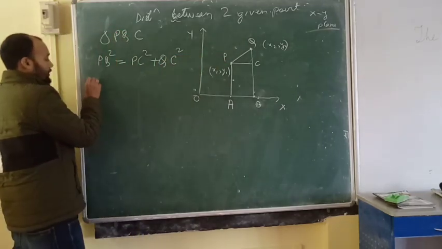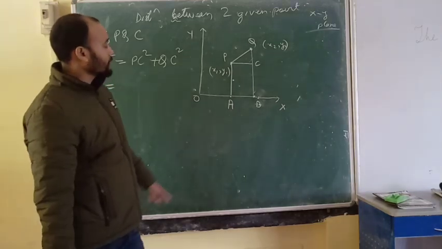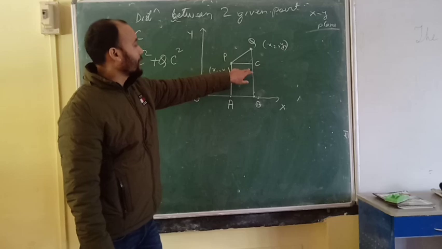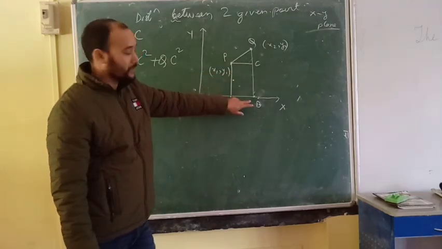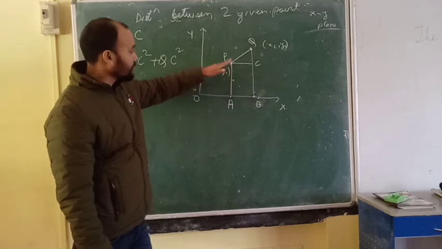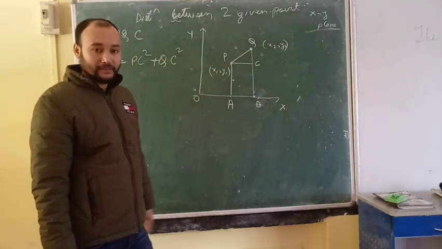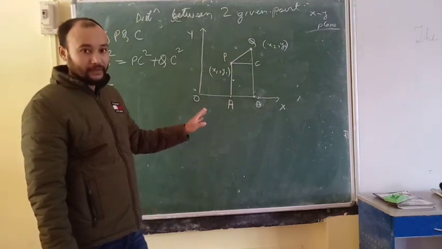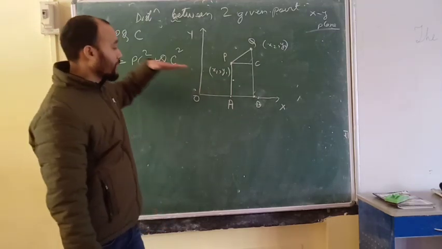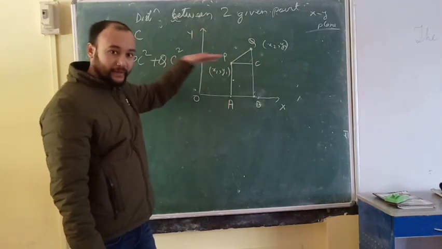Now you do one thing, try to find out the value of PC. Which one is PC? PC is equal to A. Are you clear? If you go in this way, on the x-axis the value of y is always 0. If you are considering this side, this is horizontal. If you go vertically, this is the y-axis. If you go horizontally, this is the x-axis.